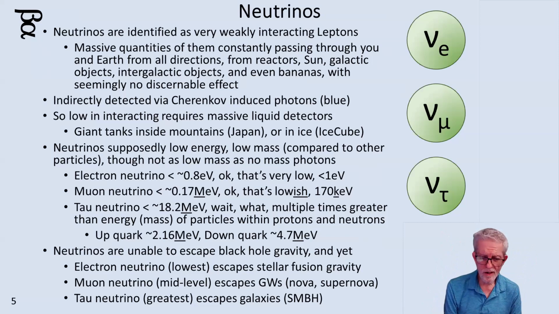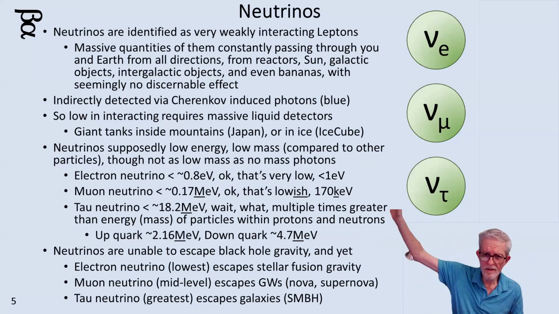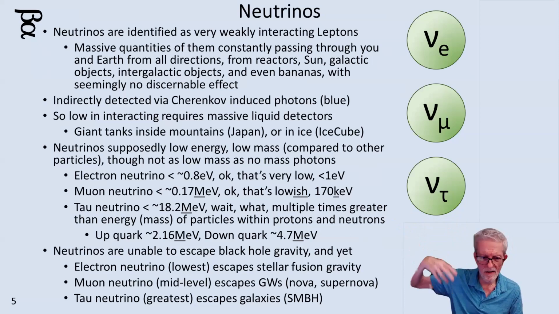The tau neutrino, now this is the neutrino that comes from interstellar space from other galaxies. They're very high in energy. It has 18.2 million electron volts. And if you go back to that chart, you'll see that 18.2 million electron volts is actually more energy than the particles that make up protons and neutrons. Protons and neutrons are made up of up and down quarks. So 18.2 million versus 2.16 million for the up quark and 4.7 million for the down quark.